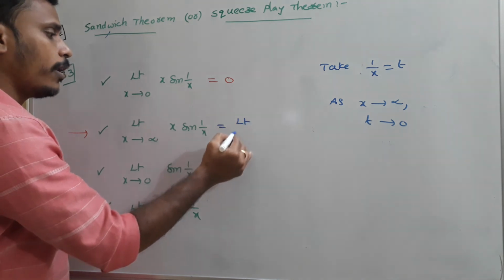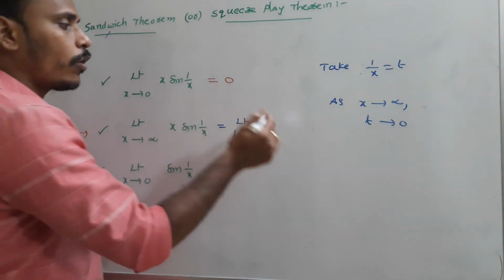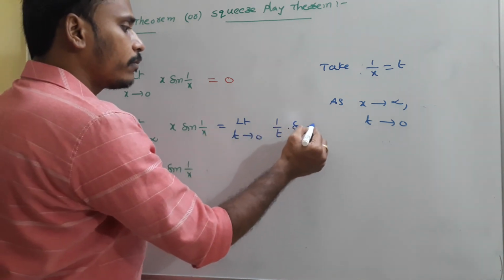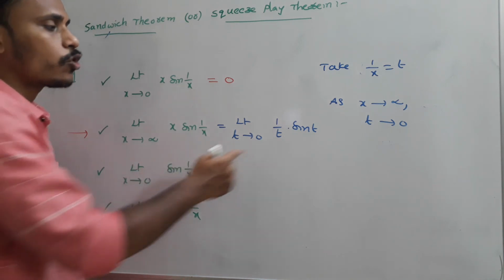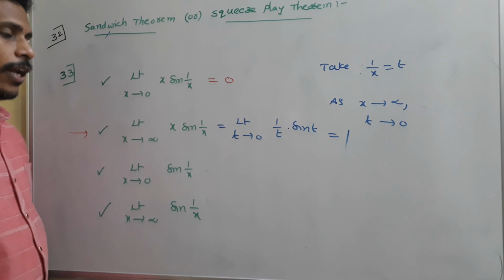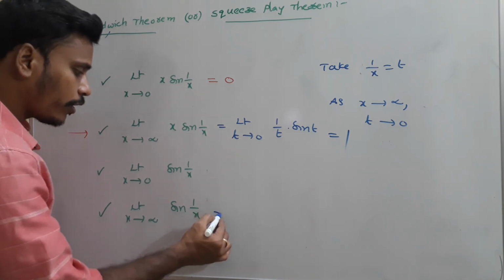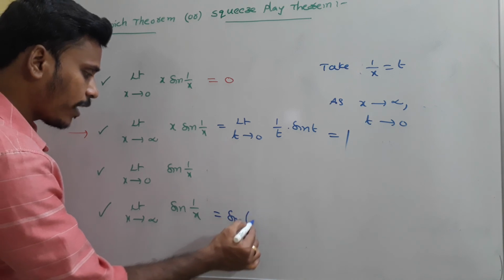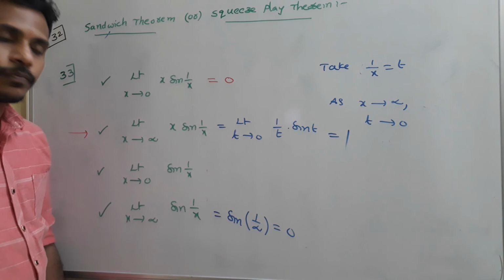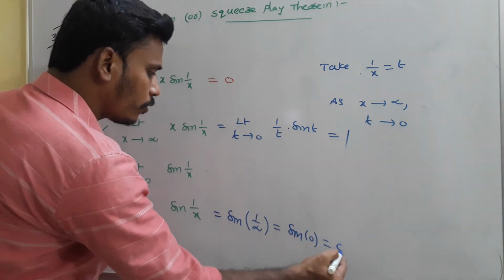This is equal to limit t tends to 0, and x is simply 1 by t, and sin 1 by x is nothing but sin t, and we know that limit t tends to 0 of sin t by t is 1. So this limit value is 1. Whereas the last one, as x tends to infinity, it is sin of 1 by infinity, so sin 0, which is 0. 1 by infinity is 0, okay, sin 0 is 0.